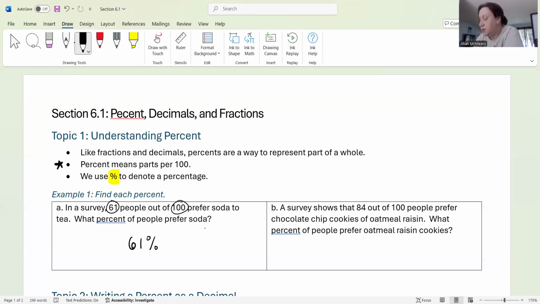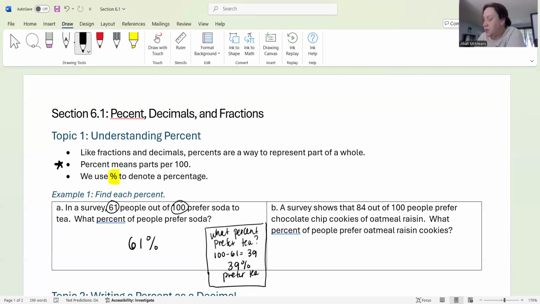Now, on the flip side, we're not asked this, but what percent prefer tea? Well, we surveyed 100 people. Of those 100 people, 61 of them preferred soda. So how many were left over that preferred tea? We could take the 100 and subtract 61. That would leave me with 39. So we could say 39% of these people surveyed prefer tea. Even though we weren't asked that, that's a really simple thing that we can pull out of this information.